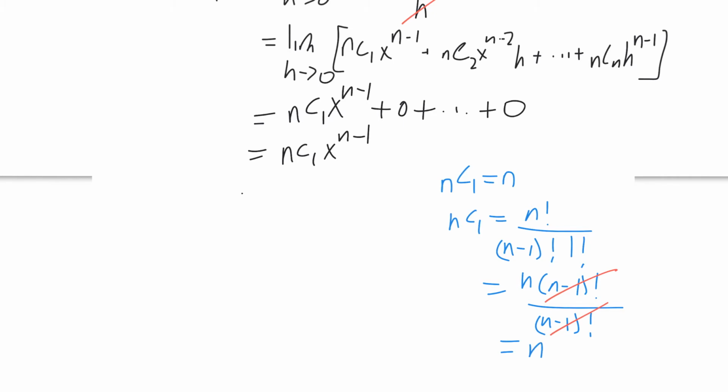Which means our final answer here is n x to the n minus 1, and that is the derivative, and that is our proof for the rule. So again, it's not fun to expand it. You have to use the binomial theorem. It's a fair bit of work. But once you have expanded it, you can then go ahead and use this rule on all sorts of powers of x.